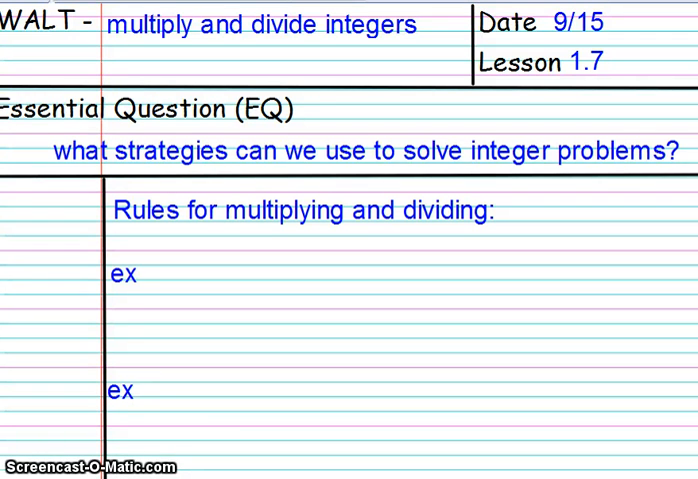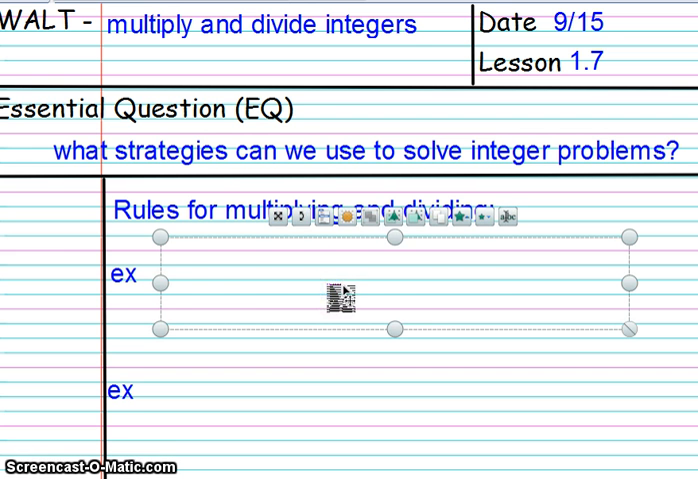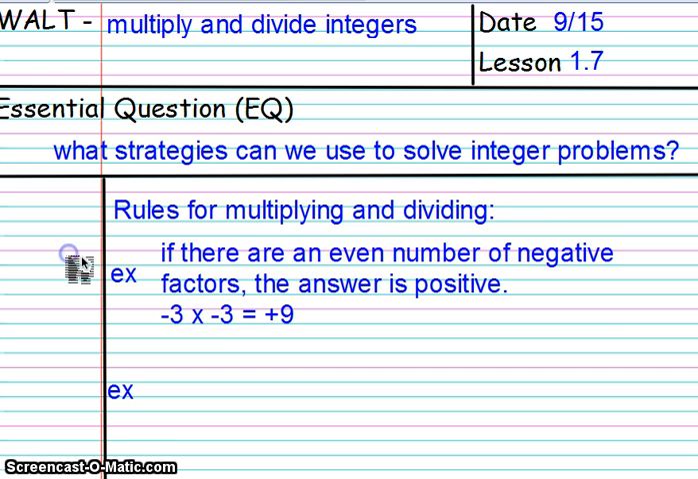We are back to integers today, and we are going to multiply and divide integers for today's lesson. This is section 1.7 in your book. Now, just like when we add and subtract, there are certain rules for multiplying and dividing. I want you to, in all this, think about the fact that a negative sign means opposite.